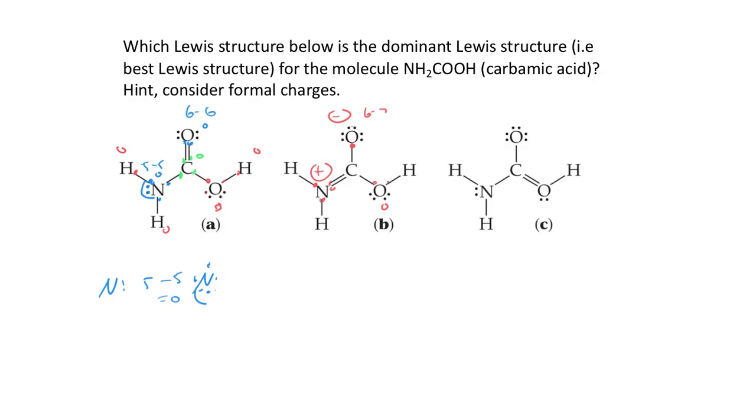And all else being equal, what we mean by that is that we're still satisfying the octet rule equally in both structures. And so this is going to rule B out because we've now maximized our formal charge.